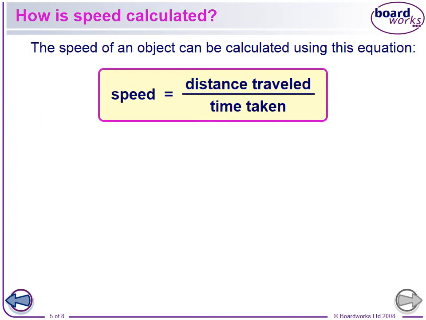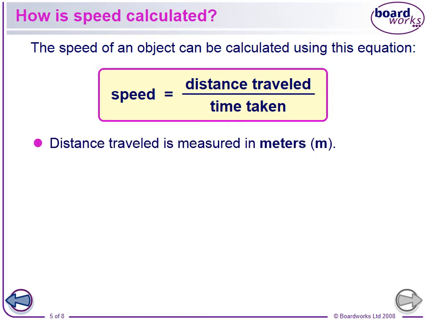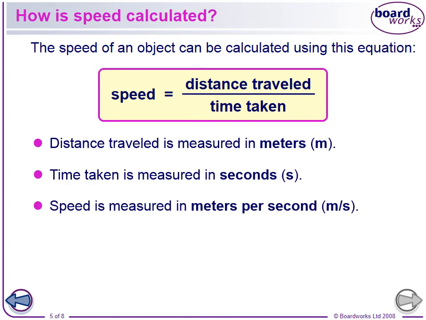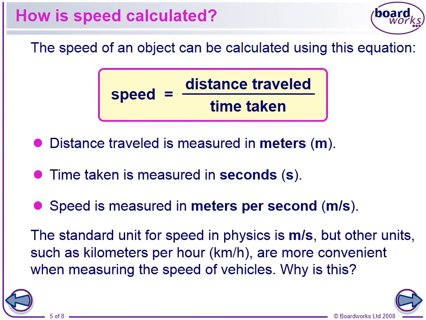All right, so how is speed calculated? The speed of an object can be calculated using this equation. Speed equals distance over time. And you guys are doing equations or already have done equations in math. So this is just a simple one-step equation. Distance is always measured in meters, or most of the time in meters. Time in seconds, and then the units for speed would be meters per second.